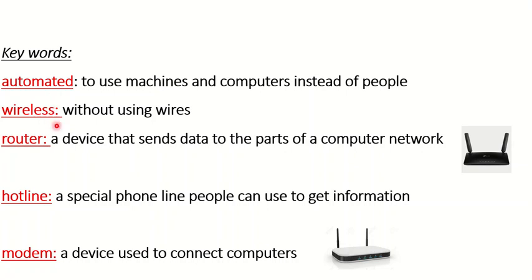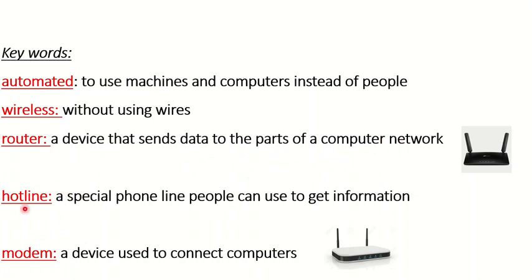The second word is wireless. Wireless means without using wires. The suffix "less" gives the opposite meaning. Wire is the cable that we know. Wireless means without a wire or without a cable. Okay, router or router, both are correct. This is the router. It's a device that sends data to the parts of a computer network. We use it in the internet.